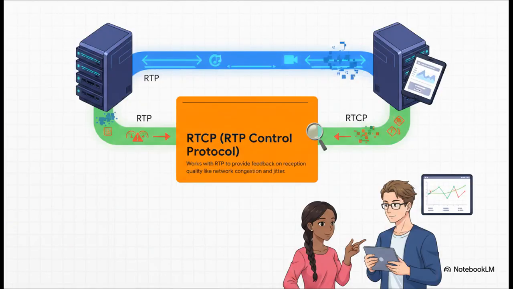But RTP doesn't work alone. It's got a partner protocol, RTCP. This is the feedback channel. While RTP is busy sending all the media to the client, RTCP is sending reports back from the client to the server about the quality of the connection.